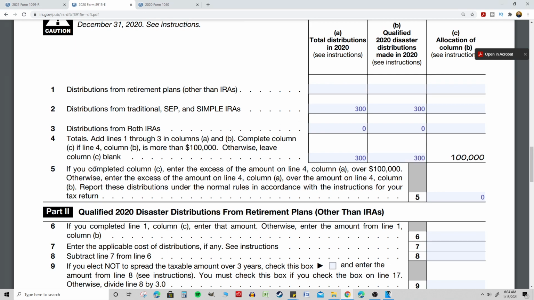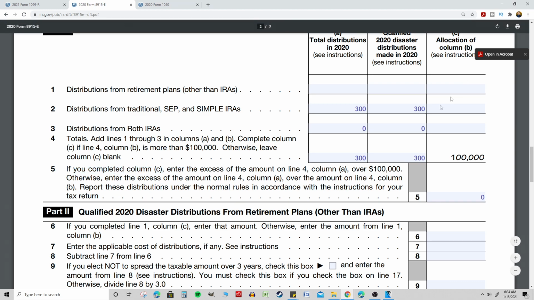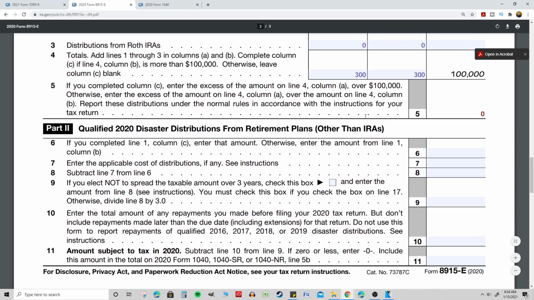Line 5, it says if you completed anything in column C, then you have to look at that. But since we didn't, we're going to skip on down. It says, otherwise, enter the excess of the amount on line 4, column A, over the amount on line 4, column B. These numbers are exactly the same. So if we subtract one from the other, it comes out to be 0. So line 5 is 0.